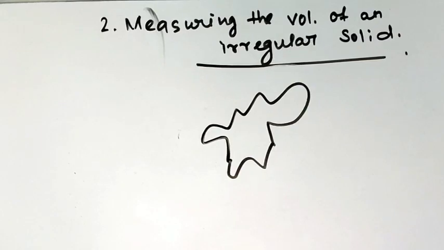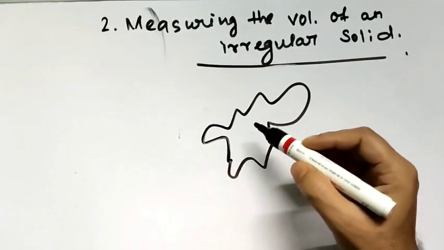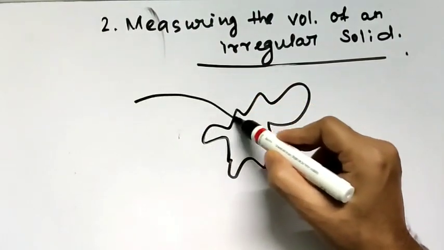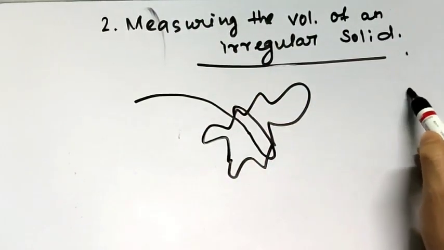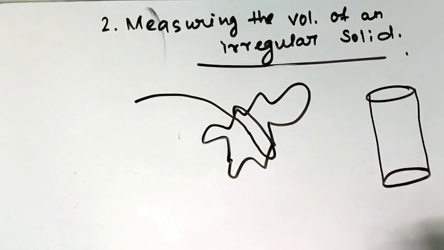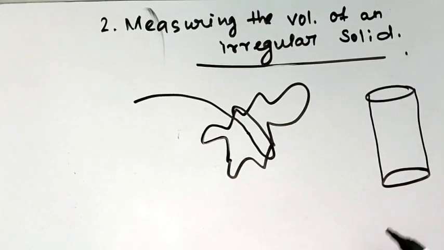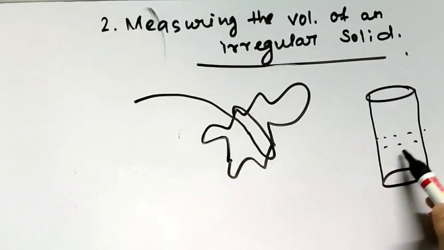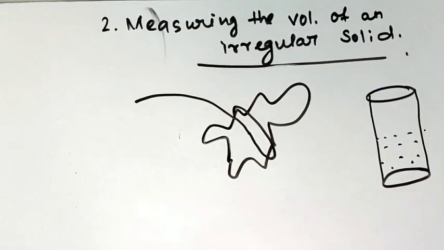In order to measure the volume of that particular solid, we need three things: this solid, a string, a measuring can, which is also known as Eureka can, and some water in it. Okay, now let's check how we are going to measure the volume of this irregular solid.